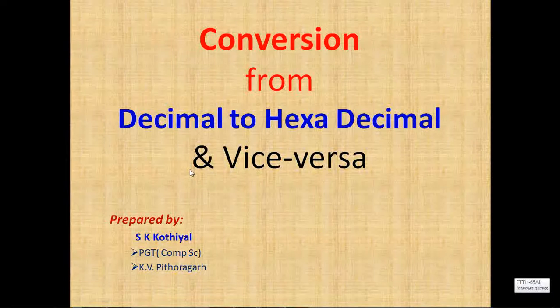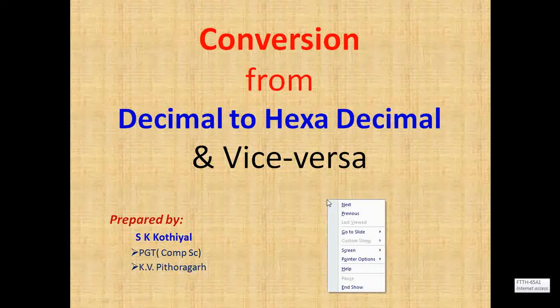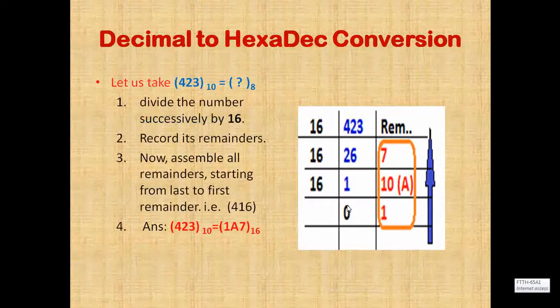To learn how to convert a number from decimal system to hexadecimal system and vice versa. So let us see how we can perform these conversions. First we will convert a decimal number into hexadecimal number system, and you should note down one thing: the hexadecimal number system has a base of 16.